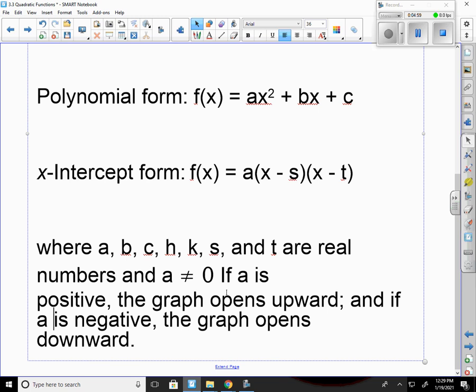If a is positive, the graph opens upward. If it's negative, the graph opens downward.